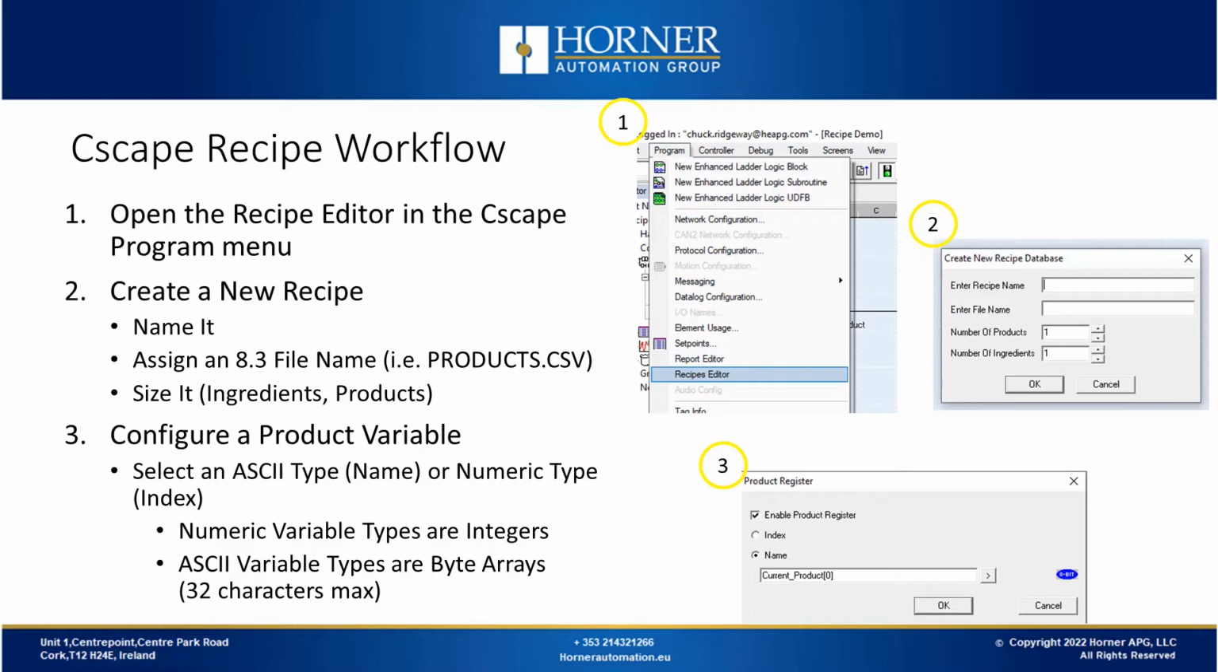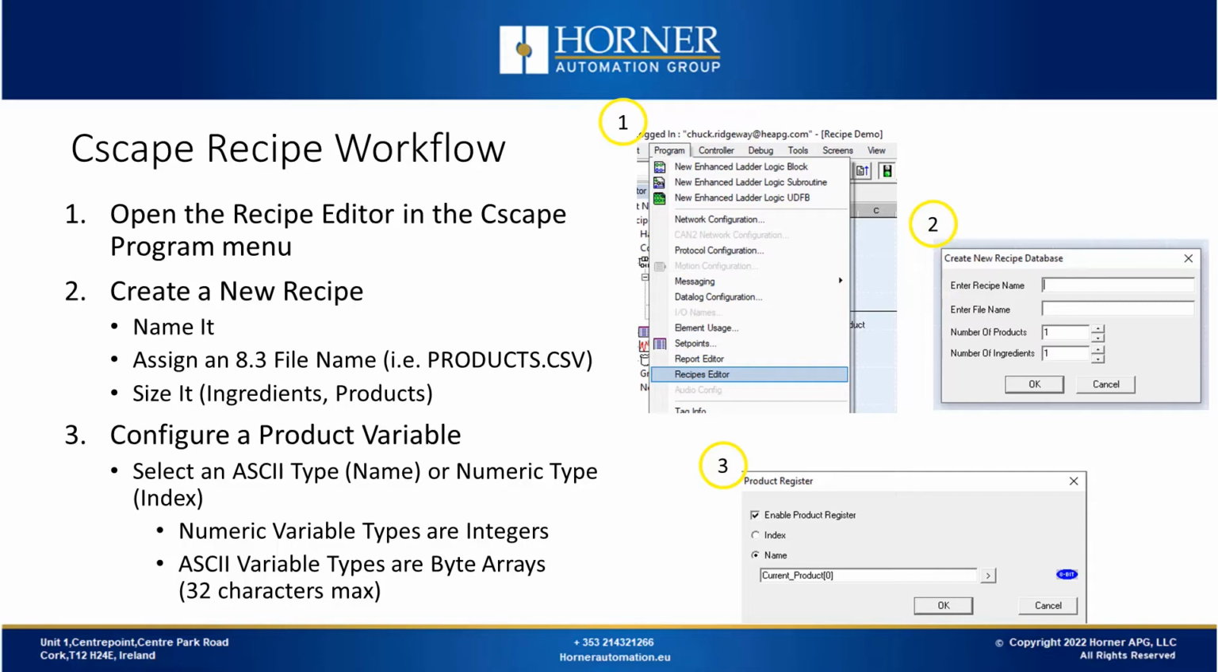You have to name that file in an 8.3 format, for example products.csv. Then you're going to size that file for how many products and how many ingredients you want. Next, you're going to do what's called configuring a product variable.